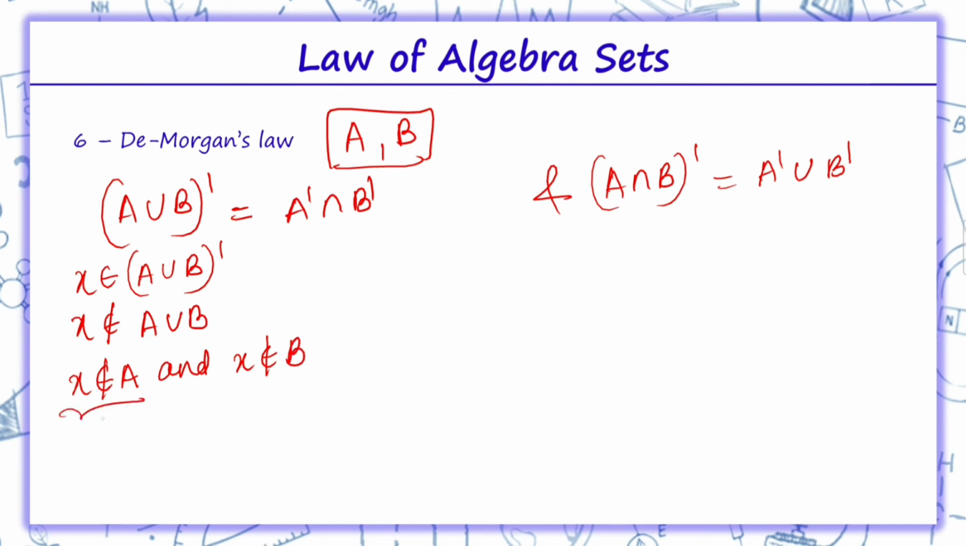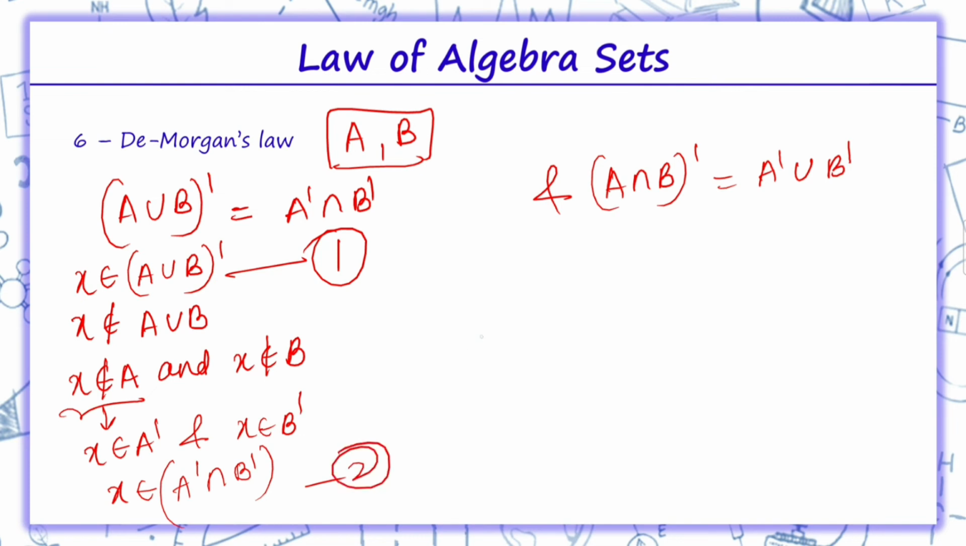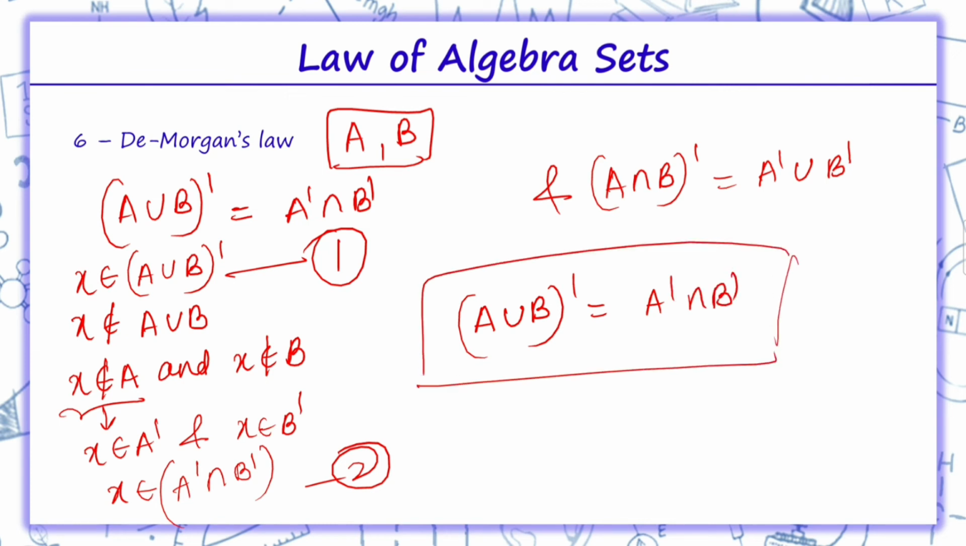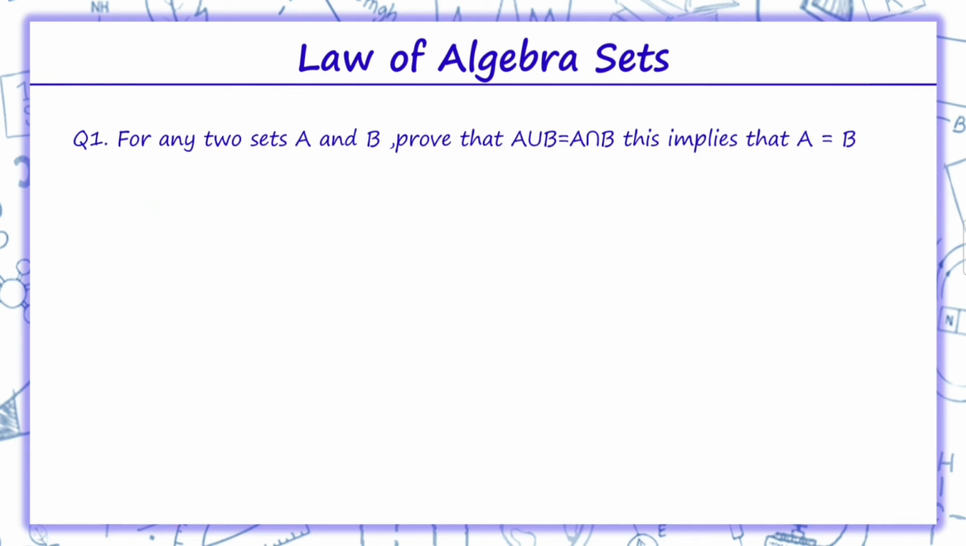Now if X does not belong to A, that means X belongs to A complement and X belongs to B complement. So on combining this, we'll get X belongs to A complement intersection B complement. Again from first and second, we'll write A union B complement is equal to A complement intersection B complement. So this was all about the laws of algebra of sets. Now we'll solve certain questions on how to apply these laws.